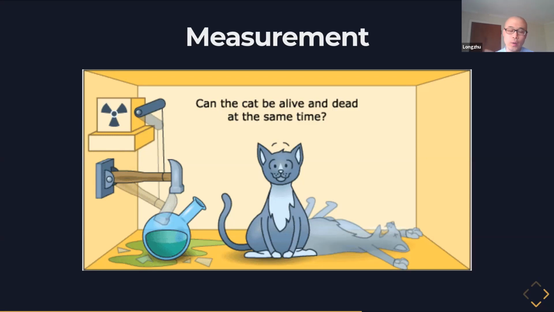Now, the question comes in before I open the box. Is the cat alive or dead? In other words, to make it more tangible, before the observation, before I open the box, which is the observation, this cat has a certain state. It could be alive or dead. But once I open the box, this cat can only exist in one state. If I open the box, I trigger the mechanism, I break the flask, the cat will die.